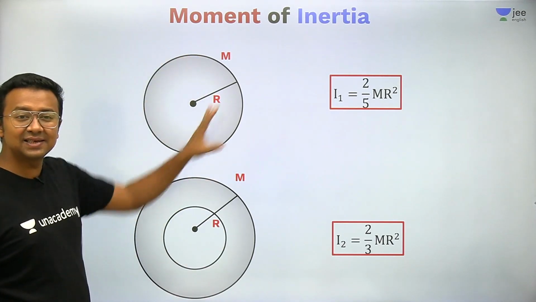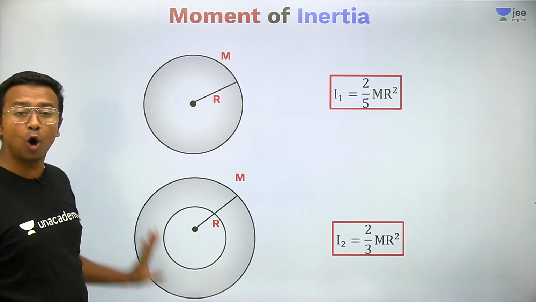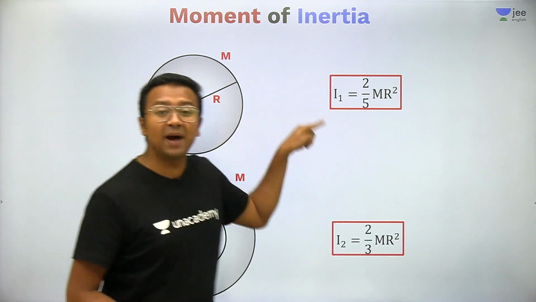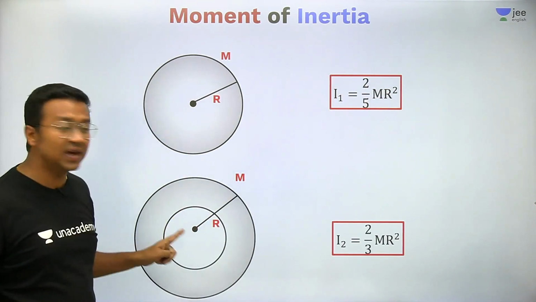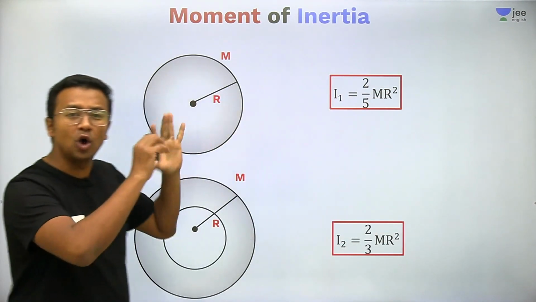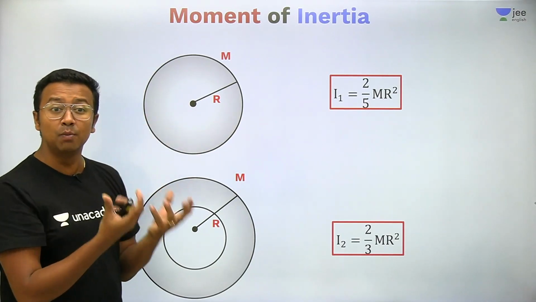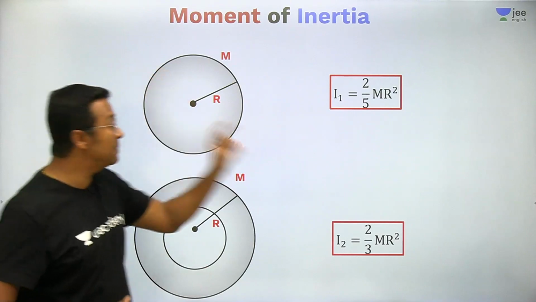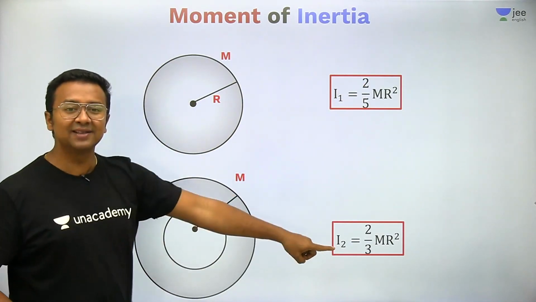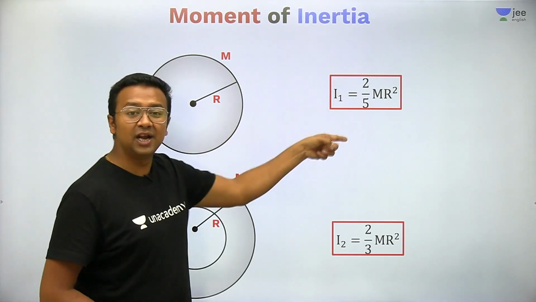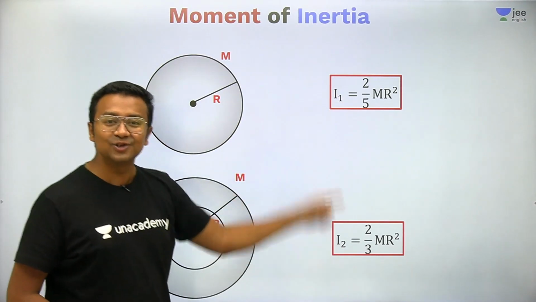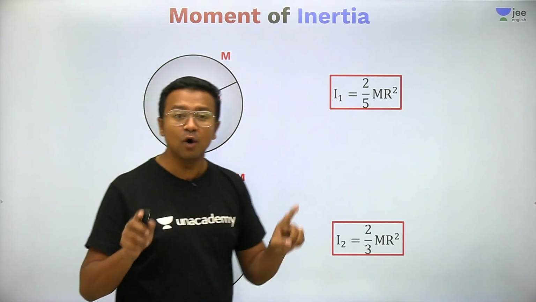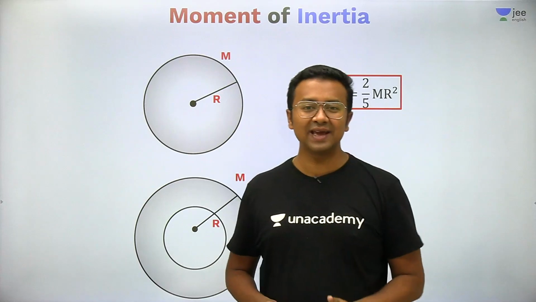What is it? This is a solid sphere. This is a hollow sphere. Solid sphere, 2 by 5 MR square. Hollow sphere, 2 by 3 MR square. Solid, right? Solid, I can distribute between more people. Hollow, I can distribute between less people. More people, 5. Less people, 3, because we get confused in 2 by 5 or 2 by 3. So that's how you can remove all confusion before the examination.